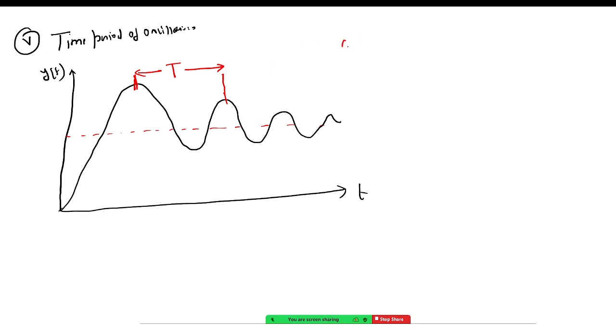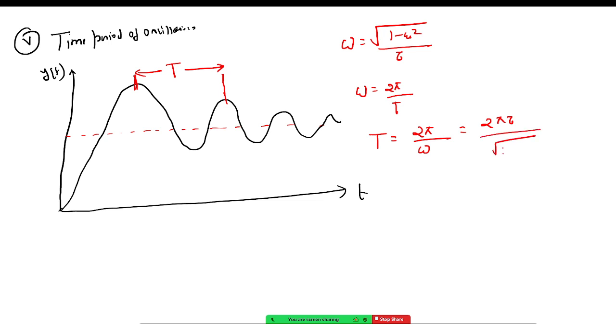And we know that omega is equal to root over 1 minus zeta square upon tau. Already I have defined. So we know omega is equal to 2 pi divided by T. So I can define this T, the time period of oscillation, as 2 pi upon omega, and this is 2 pi tau divided by root over 1 minus zeta square. So this is your time period of oscillation. So again you have to remember this.